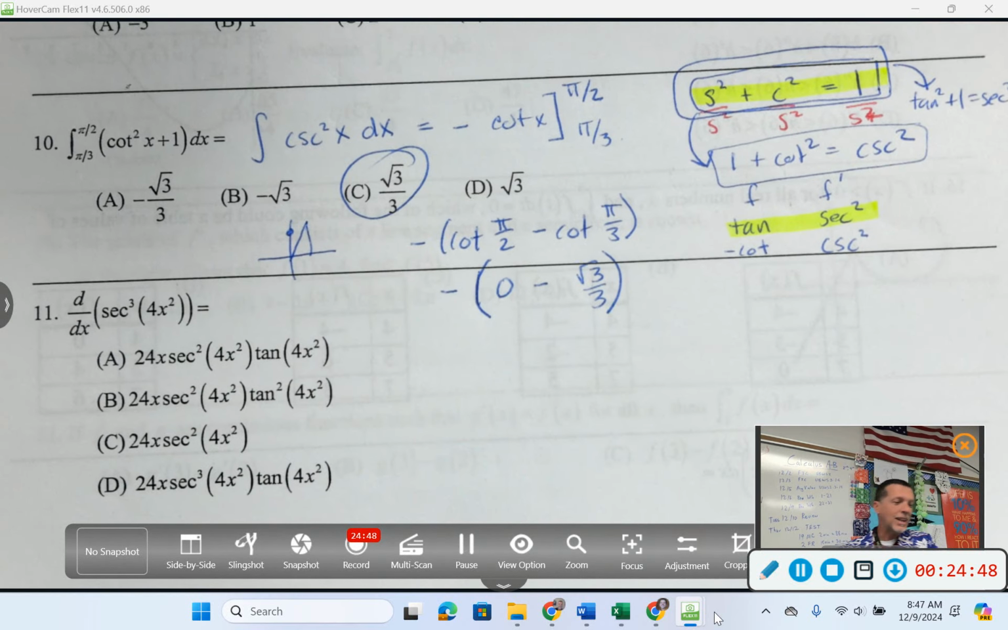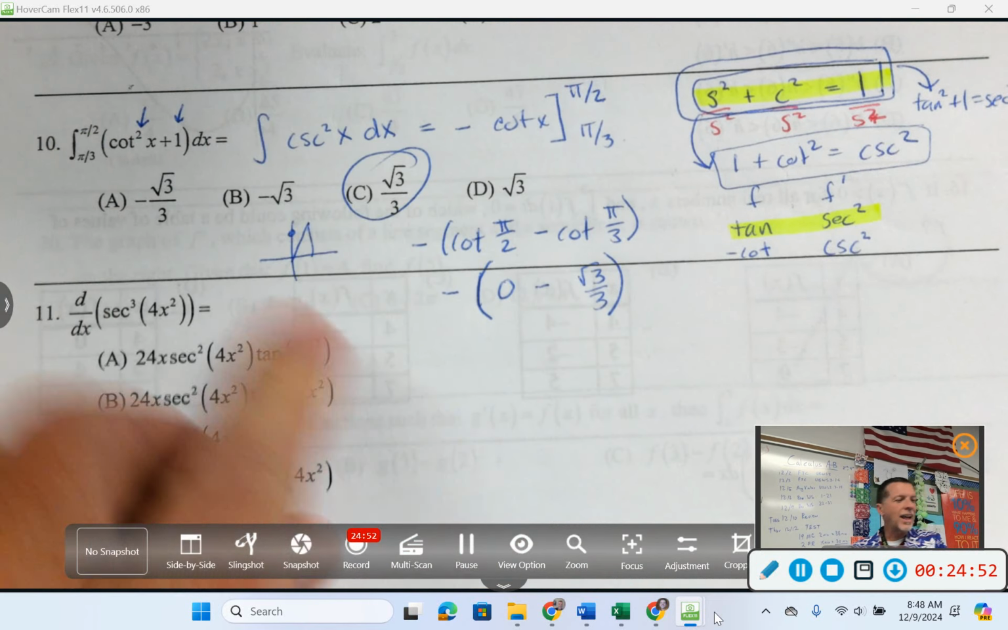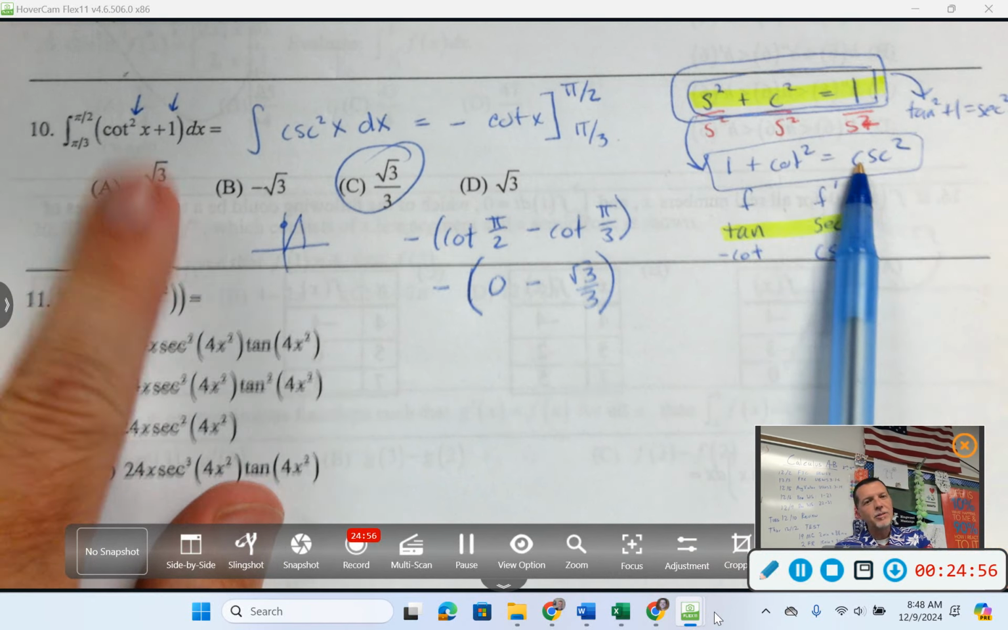And I knew I needed it because I recognized squared and a plus 1. That made me think that this was one of these identities. I couldn't remember exactly which one it was.